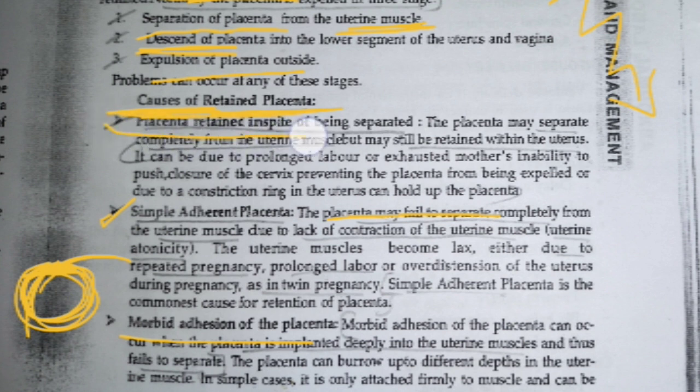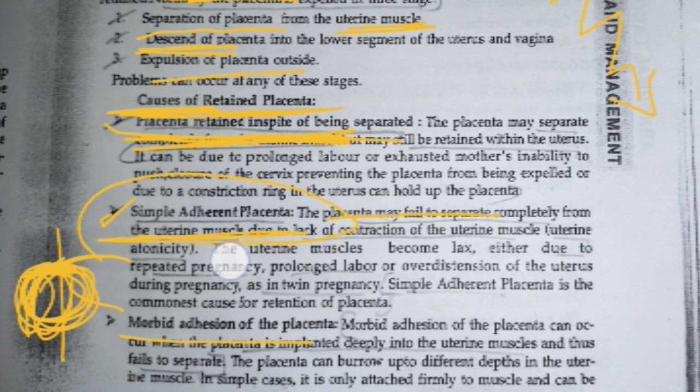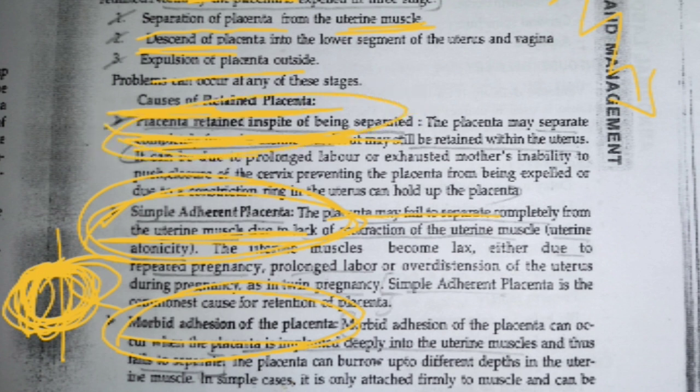Well, this one is the placenta retained. The doctor tries to remove the placenta, but half of the placenta gets detached and a few parts of the placenta remain. That is the third type. In the first type, the placenta doesn't detach. In the second type, the placenta will not detach because it's deeply embedded. In the third type, the placenta is detached but only half of it is detached.